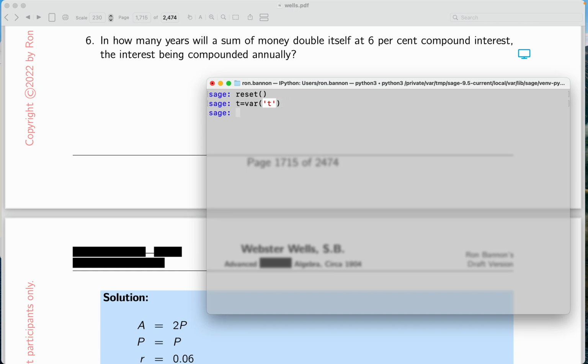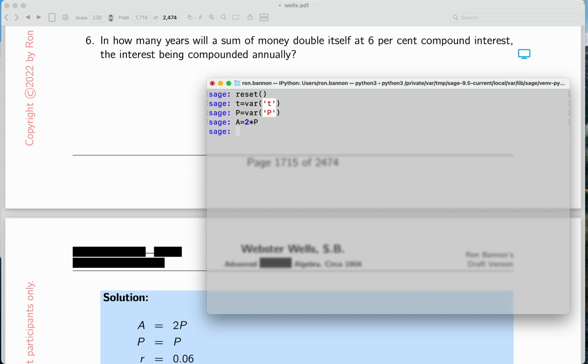And then, the other thing I don't know is that they say the money doubles, so I don't know what the principal is. So I'm also going to say principal is also a variable. I don't want to know what the principal is, by the way. But I do know something about the principal, that it's related to what's being returned, which is A. And what they say is A is actually 2 times P.